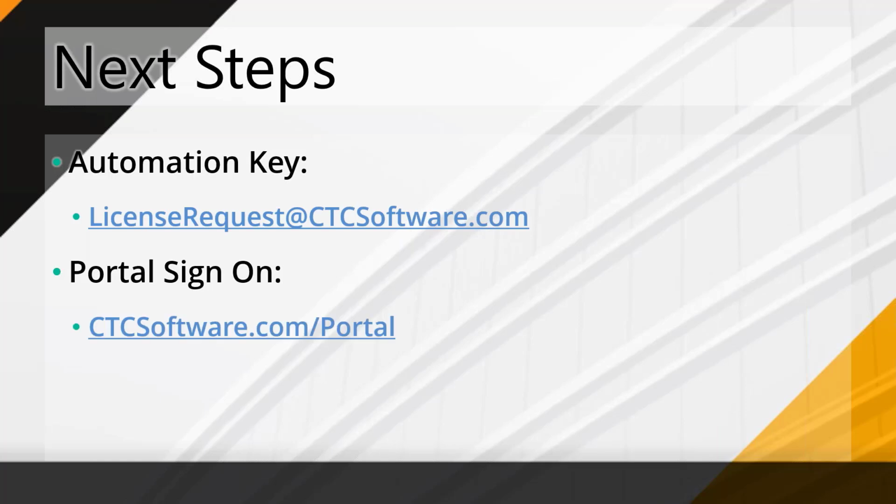And so you'll have to have a portal sign-on. And if you don't know what yours is, certainly just go to ctcsoftware.com/portal. It's going to ask you for your email address. You can reset your password there. You need to make sure you can actually sign in so you can visually validate in the graphical user interface, as you're building up your automations workflow, that things are happening the way that you expect them to happen. So sign in there. You can also use that license request to get your automations key.